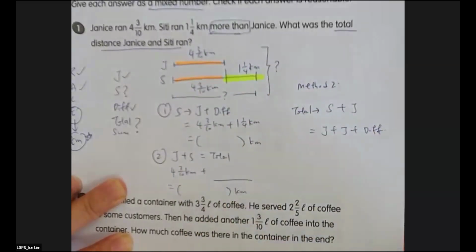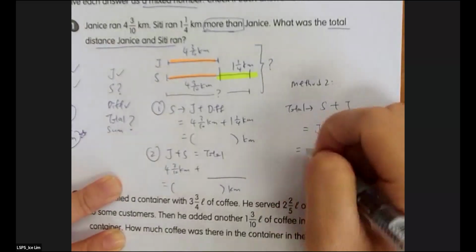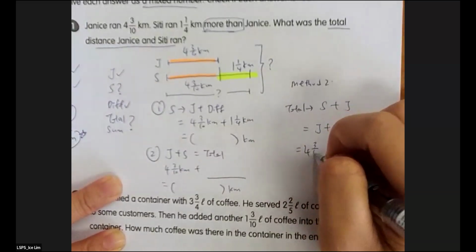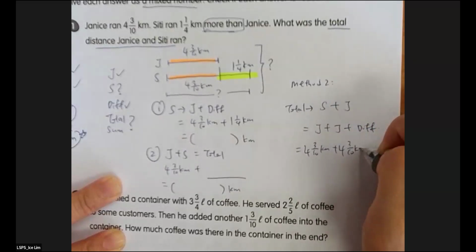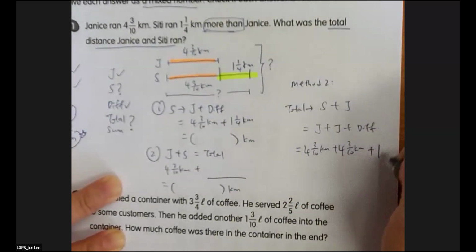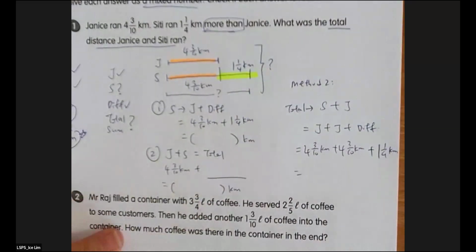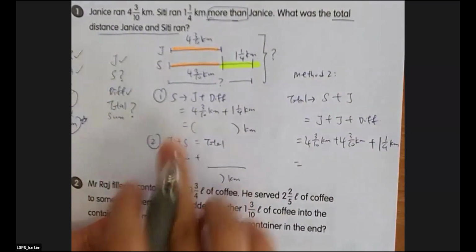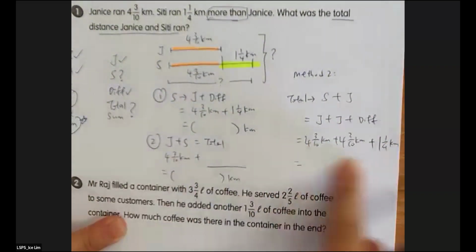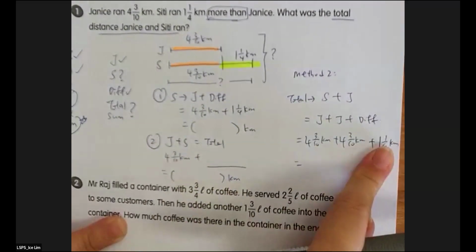Now, this final answer should be the same as my other method, which is Janice 4 and 3/10 kilometers plus another Janice 4 and 3/10 kilometers plus the difference, that's 1 and 1/4 kilometers. This should give me the same answer. Now, the main practice is using the calculator. So my choice is I can do this or this. You don't have to copy both. You choose which one you like.